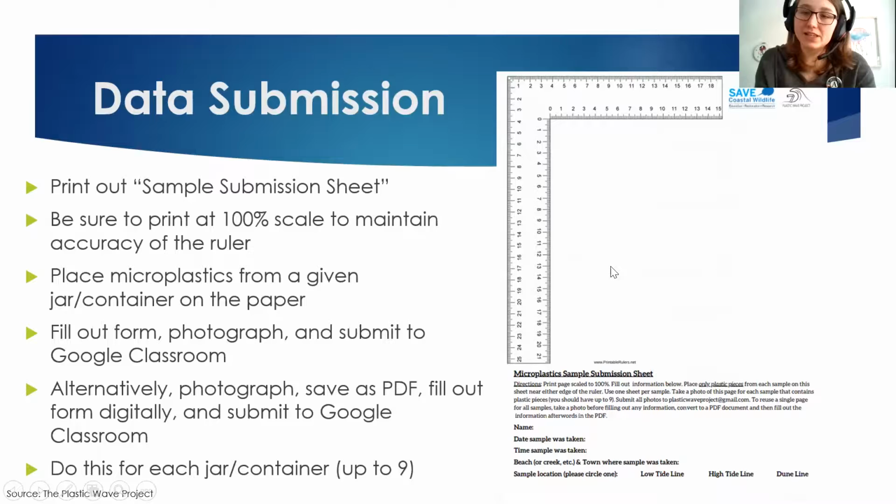So the second kind of form is the sample submission sheet. So you can print this out from their website. What's important with this, because this is a ruler, you have to maintain the accuracy of it. So you have to print at 100% scale. Make sure you print it like that.